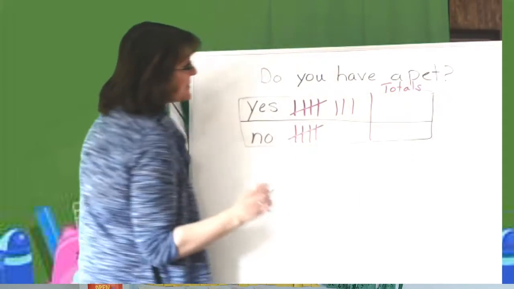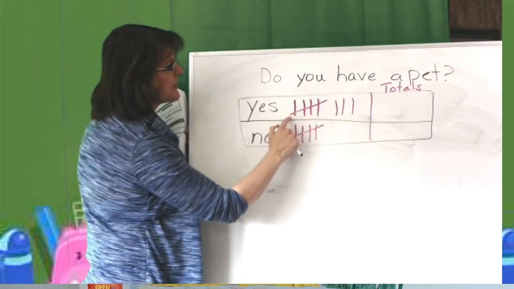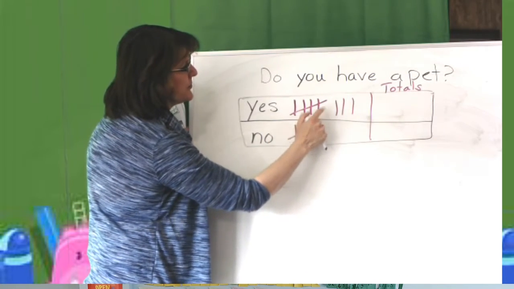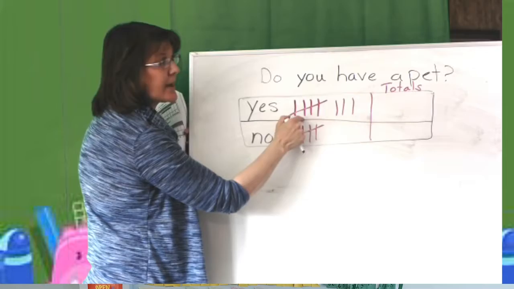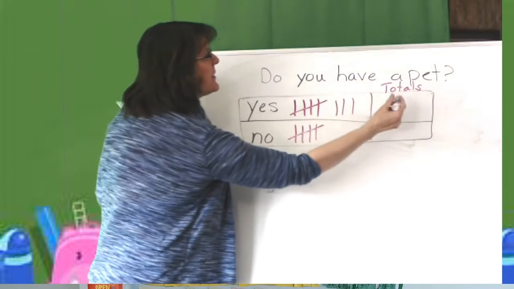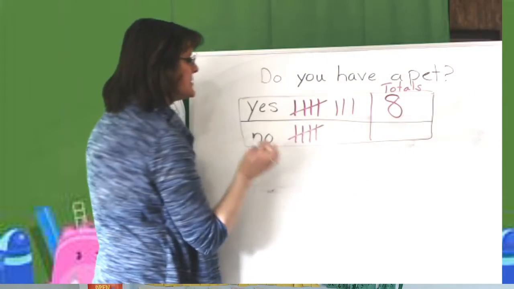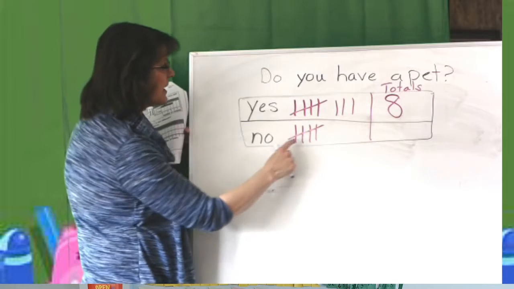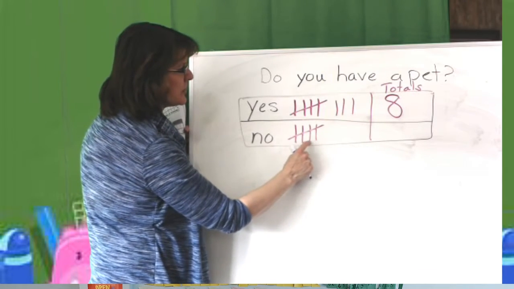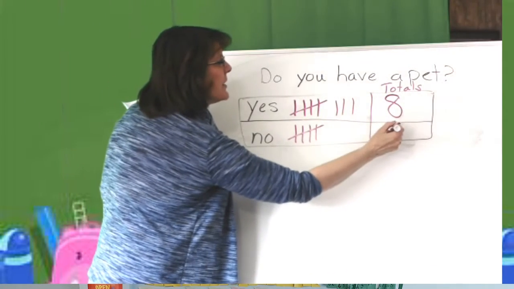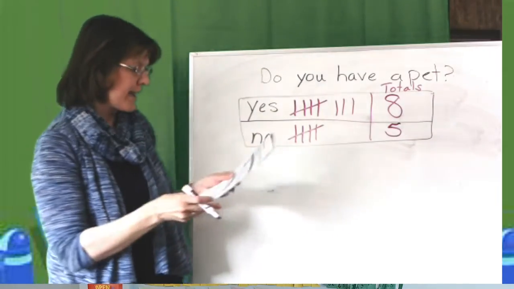So I can look at my tally marks. I know how to count these. I know that when I see 1, 2, 3, 4 slash, that's 5. So I count on 6, 7, 8. There are 8 kids that said yes to having pets. And no, I see it's 1, 2, 3, 4. The slash is 5. There are 5 kids that do not have pets.